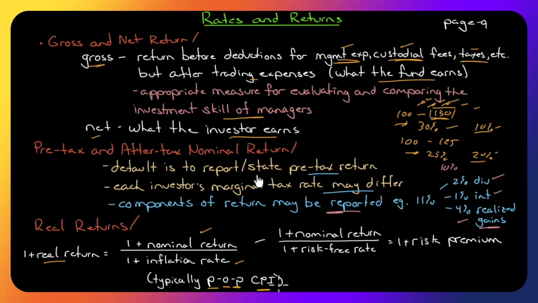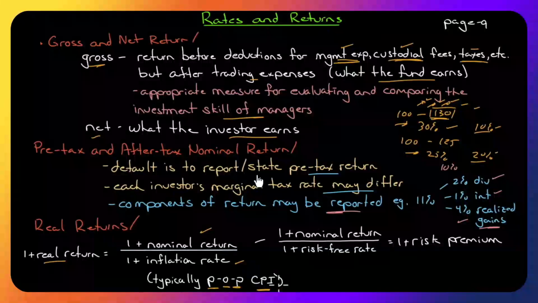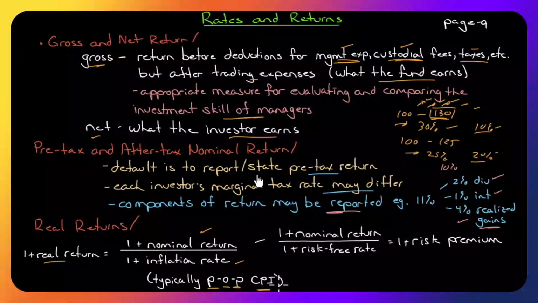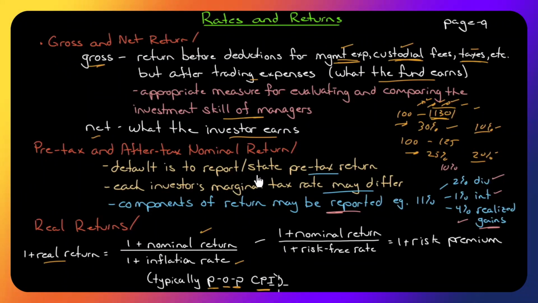So if a firm or a fund is reporting a real return, the first question you should ask is, well, what version of the price index are you using? Because they may decide to use a version of the price index that is most favorable to them, that reports the highest real return. So you got to make sure that that is comparable across funds.